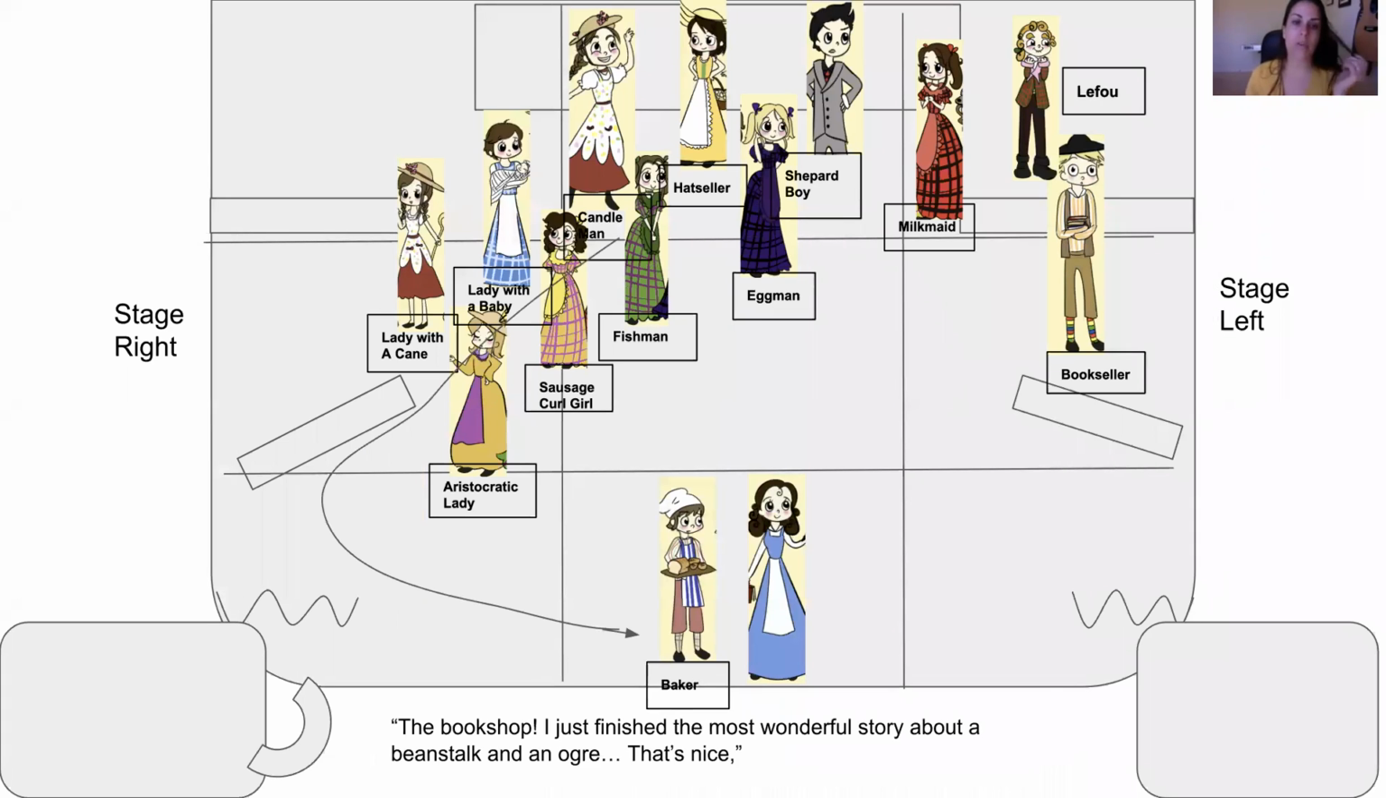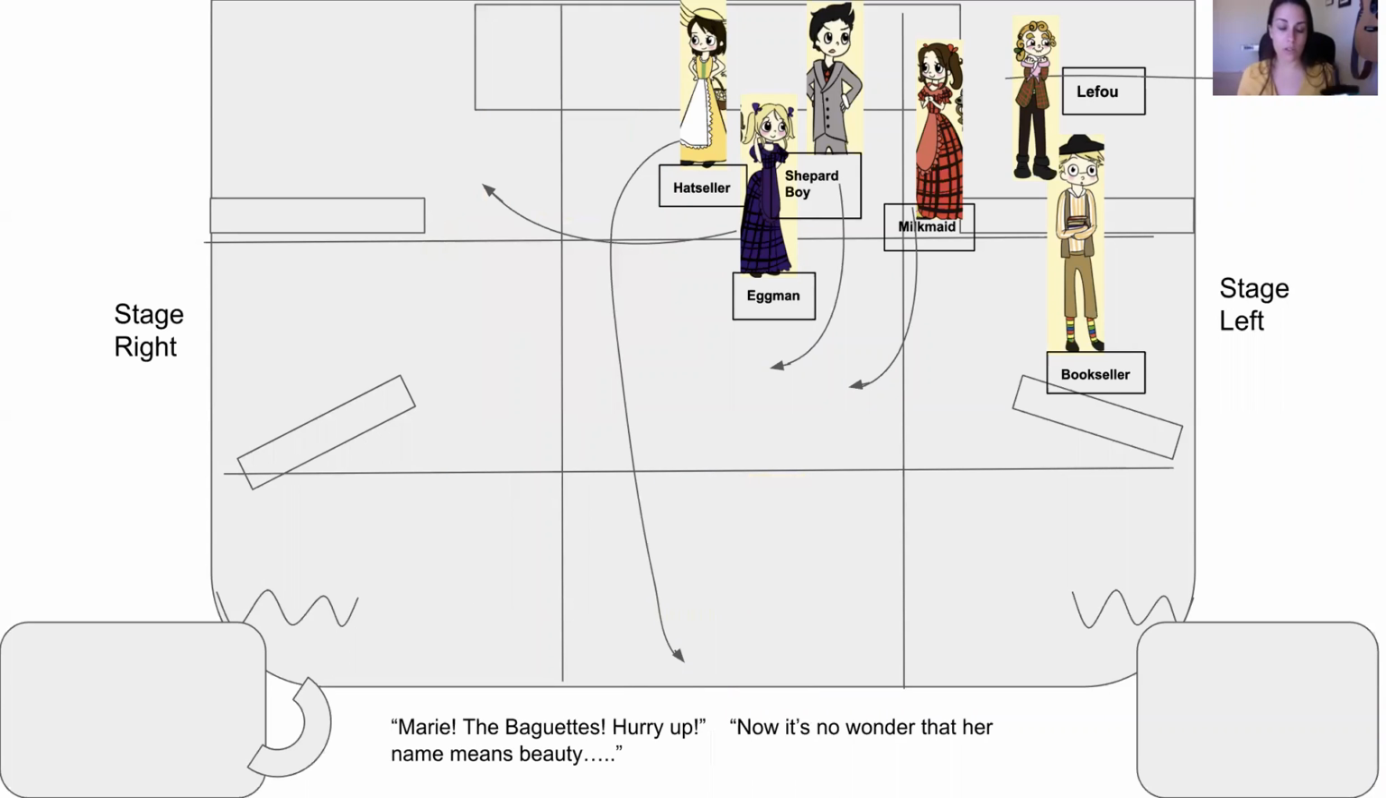Okay. Pretty soon we're going to have 6 people, lady with a cane, lady with a baby, candleman, aristocratic lady, sausage curl girl, and fishman, all downstage. Okay. Your cue is beanstalk and an ogre. That's nice. Get ready, and you're walking in partners. I think you know what partners you are because your duets are coming up. Also, during that same line, Marie, the baguettes, hurry up. This is your pattern of traffic, okay? So hat seller on Marie, the baguettes, hurry up. Now it's no wonder. You will be walking to the spot, but it's very gradual, okay?